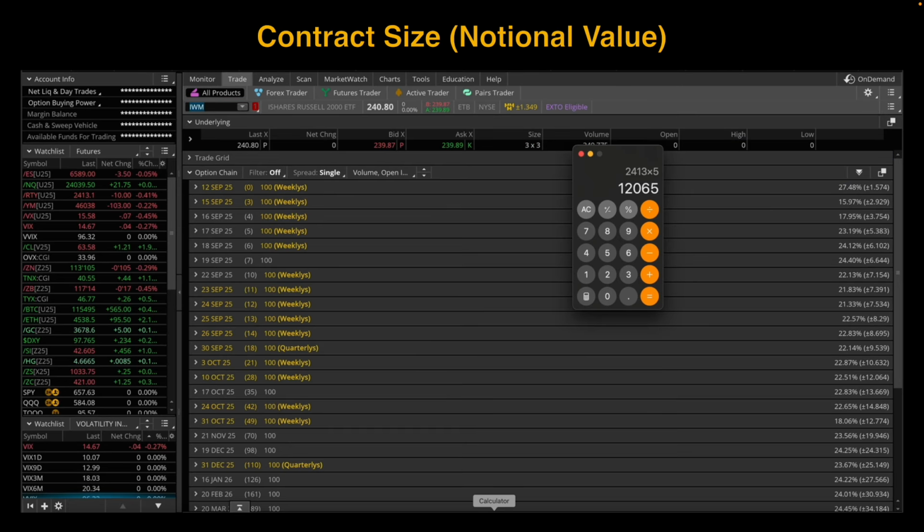Now let's see how this relates to IWM. In order to calculate the notional equivalent, we take $12,065, which is the notional value for one futures contract, and we divide that by the current share price of IWM, and we get a value of 50. Which means that 50 shares of IWM is notionally equivalent to one Micro E-mini Russell 2000 futures contract.